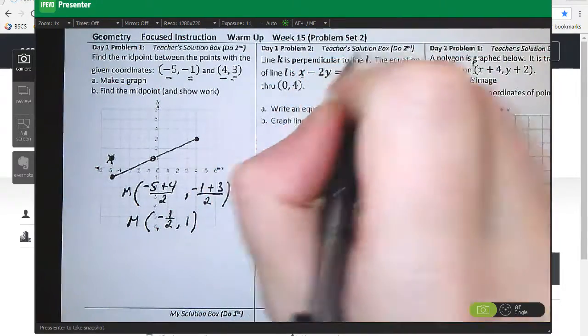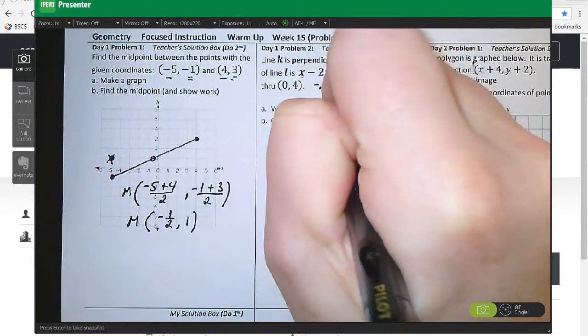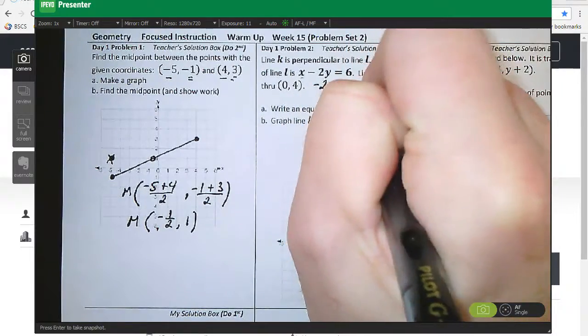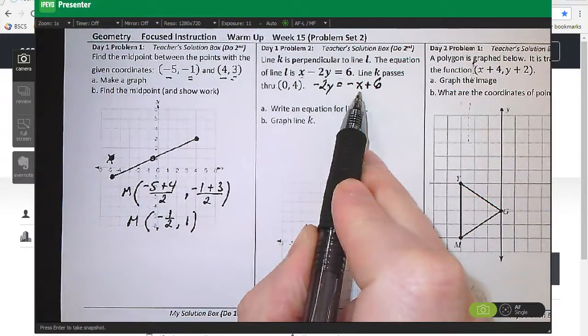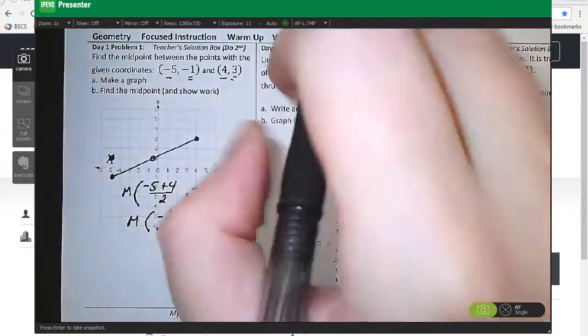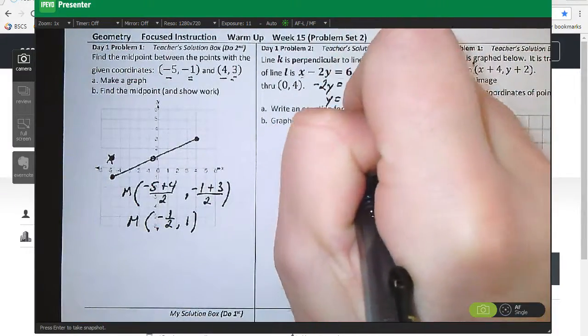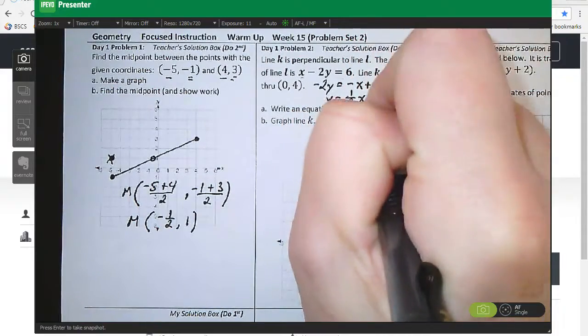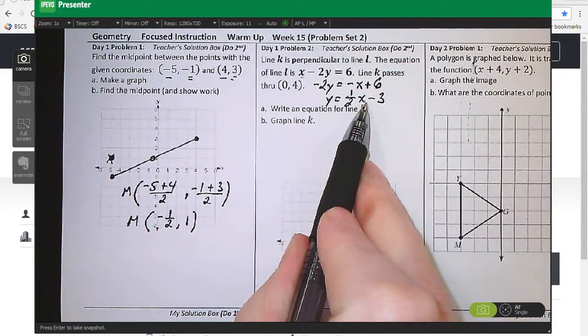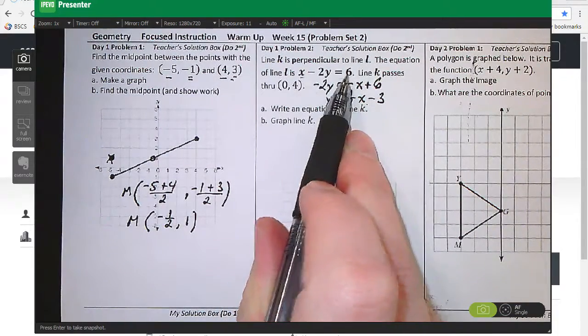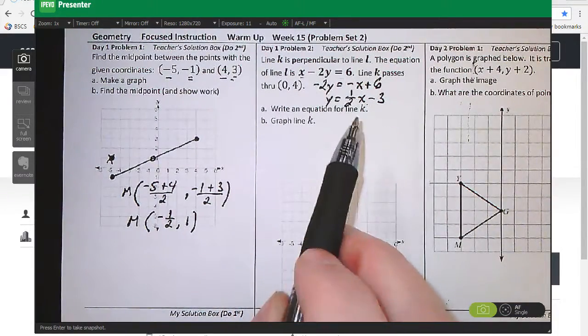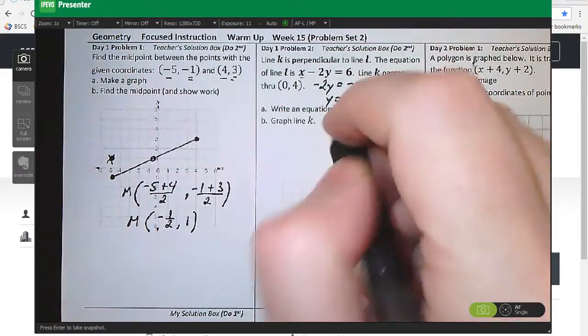I'm going to rewrite the equation so that the letter y is alone. First, subtract x. Then divide by -2 to get the letter y alone. This becomes 1/2 x minus 3. This is called slope-intercept form. This original format was called standard form. It's easier to find the slope when you have slope-intercept form.